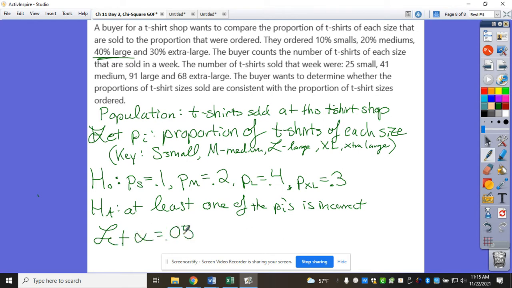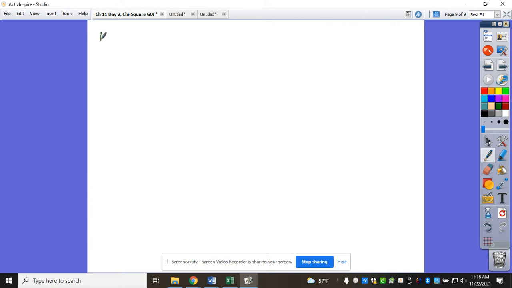Now, I'm just going to talk through conditions instead of writing them all down because that's not where I want to spend my time right now. Method would be what? Chi-square goodness of fit test. What would I write for my first condition? What is my first condition? Random. What would I write there? Not random, so I can't generalize my results to the entire population. What's my next condition? We're going to write that one down.